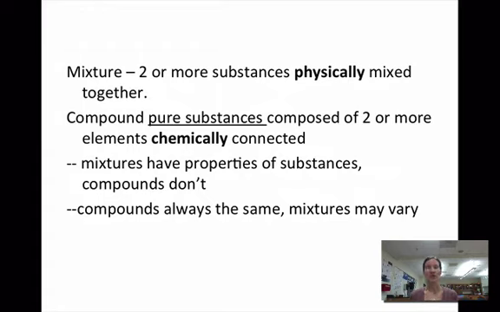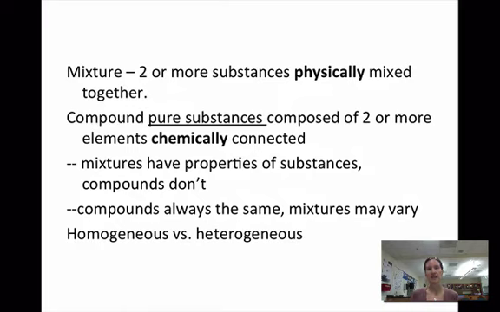The other thing is a mixture is not a pure substance. So if you looked at a mixture on a microscopic level, you would see that you have a variation in composition within the substance. Therefore, it's not pure. Okay, pure is always going to have one uniform thing consistently repeated throughout the substance.